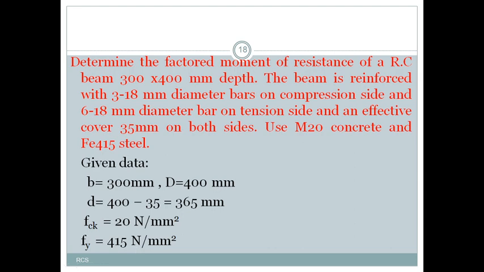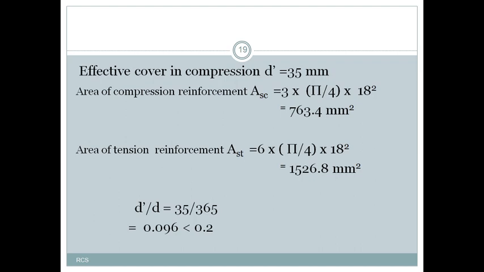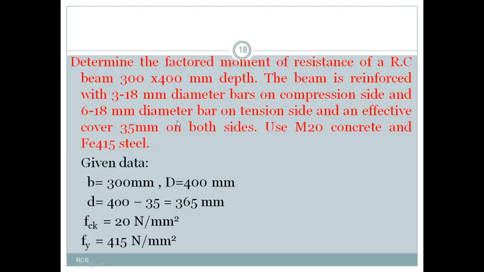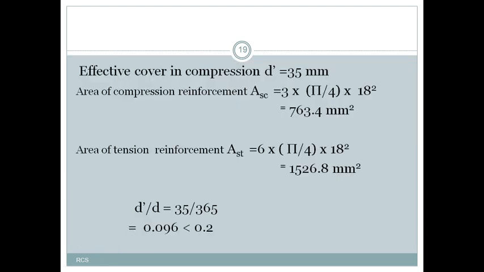In the problem, the number of bars and the diameter of bars are given in compression as well as in tension. According to that, we have to calculate the area of steel in the tension zone and the area of steel in the compression zone. And the effective cover in the compression zone is d dash equal to 35 mm. It is not directly mentioned, but he has given in the problem that the effective cover is 35 mm on both sides, that means on the compression side and the tension side. So I can write d dash equal to 35 mm.